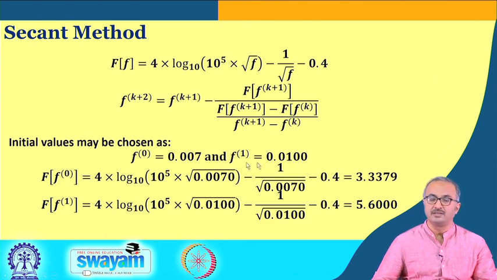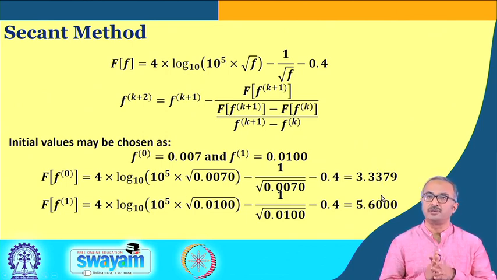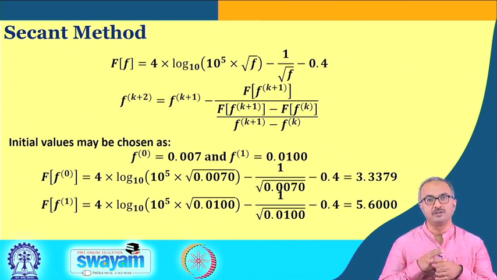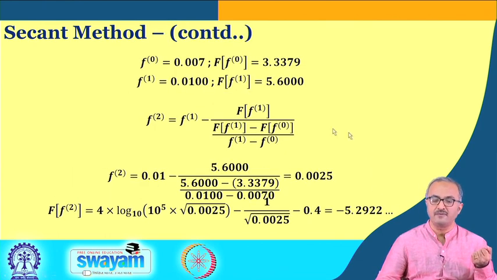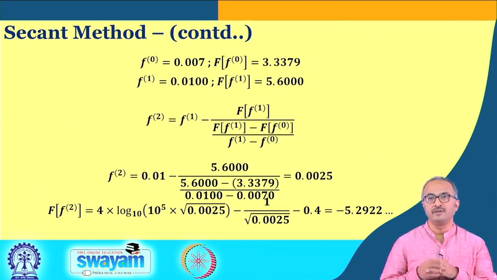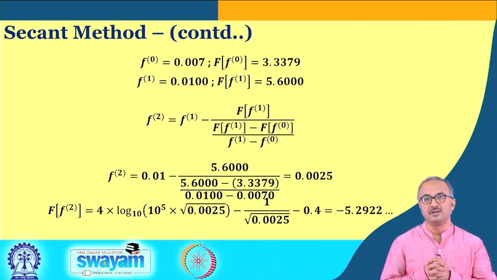When we find the values of the functions at these two guess values, we find that they are both positive. But here we do not bother to check for any sign of the products. We simply go with these two values and find out the next value of the function. With the function value, this new value is coming out to 0.0025. And as we have discussed earlier, depending on the nature of the function, you can also see whether it is decreasing or increasing.